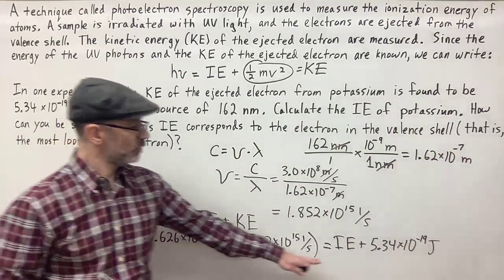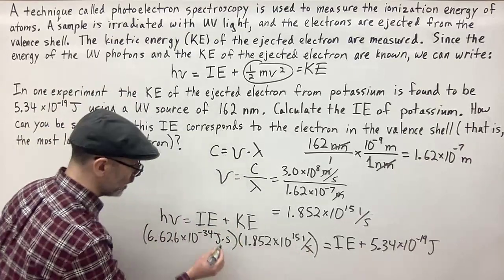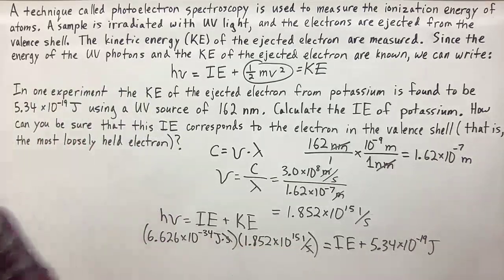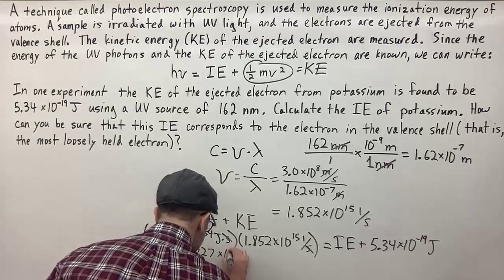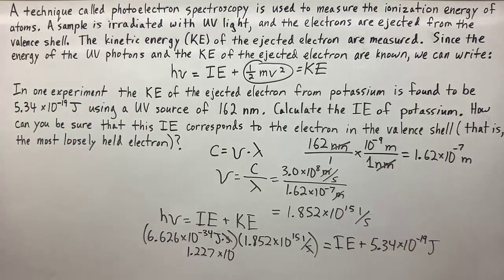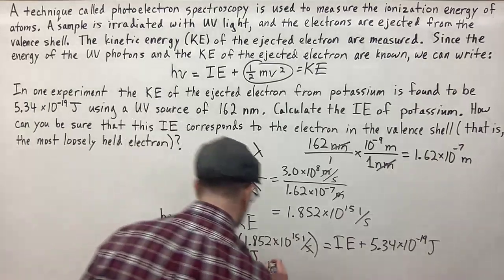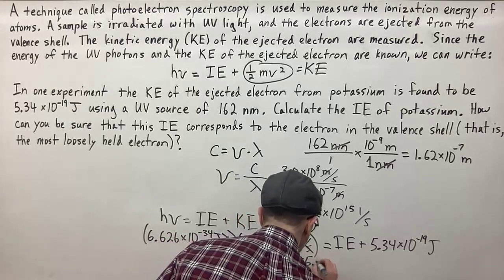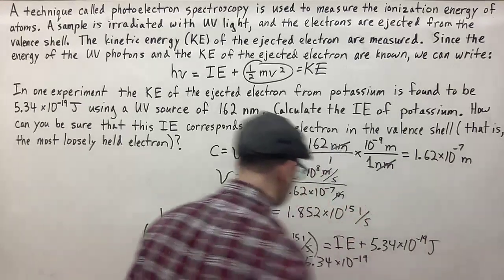Okay, so now all I have to do is solve for the ionization energy. So notice that the seconds are going to cancel out. So when we multiply this, what do we get? We're going to get 1.227 times 10 to the negative 18 joules. And again, equal to IE plus 5.34 times 10 to the negative 19 joules.